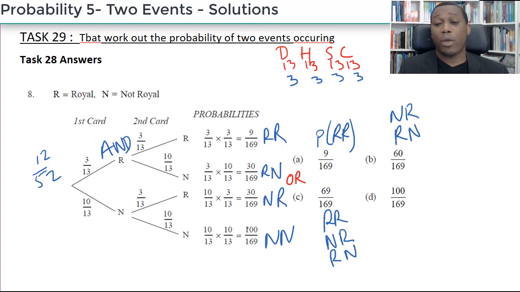Or you could have taken away 100 on 169 from 1. Finally, neither royal, neither are royal, so that's not royal, which is 100 on 169. So that's the sense of the answers you should have had for the first 4.